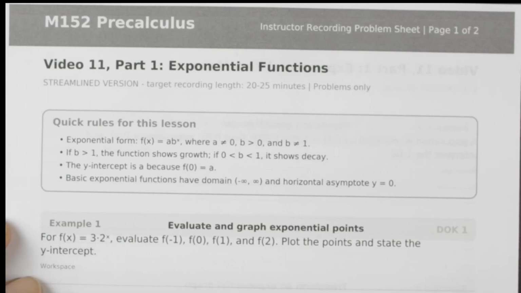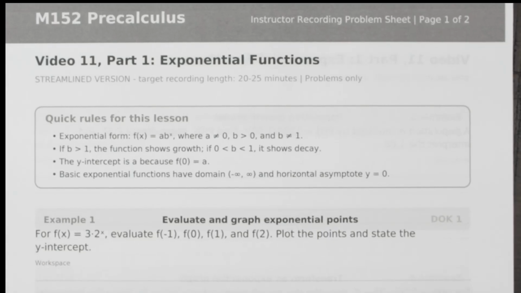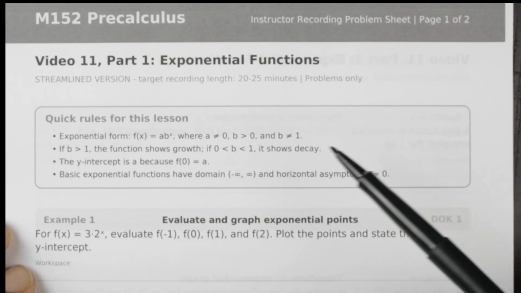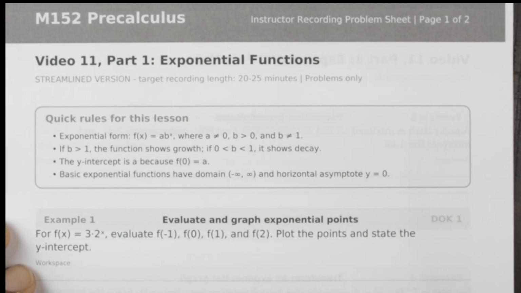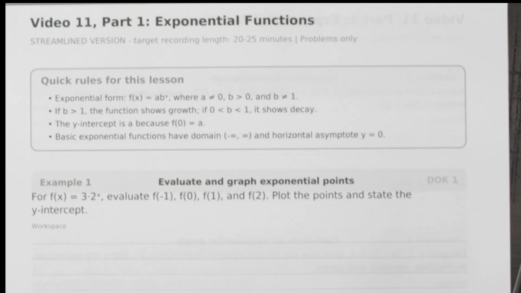Hello again. In the previous lesson, we finished rational equations applications. Now we're moving into exponential functions. An exponential function is different from a linear function because the variable is in the exponent. Let's begin with the quick rules. Here are the quick rules. You can review them. We'll review at the end after we do the problems.